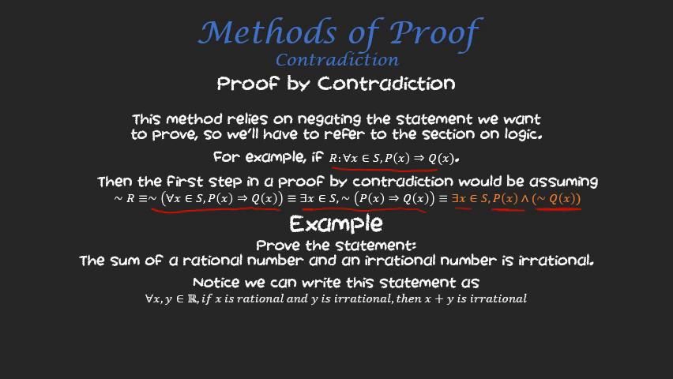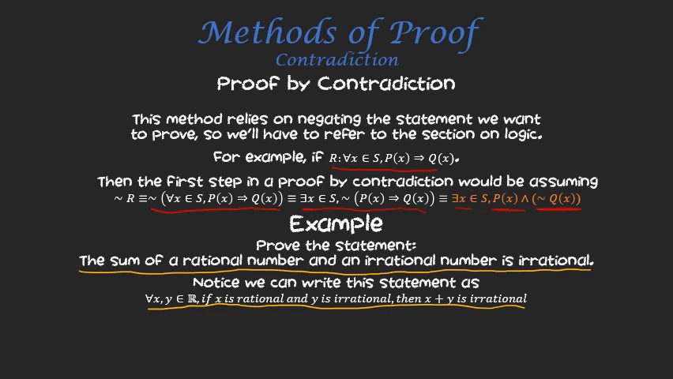So one way we could do that is to say, for all x, y in the real numbers, so for every pair x, y of real numbers, if x is rational and y is irrational, then x plus y is irrational. So that's rewriting the original statement. So this statement and this statement are exactly the same thing. I've just expressed it in terms of an implication.